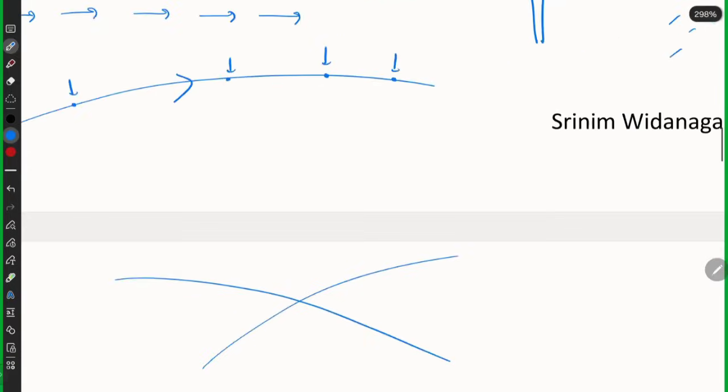If they cross each other, then they have to go in two directions at once, right? Exactly. Brilliant. So a single particle cannot have two different directions at the same time, right? It's impossible, two different directions of movement at the same time. So that is why we say streamlines cannot cross each other.